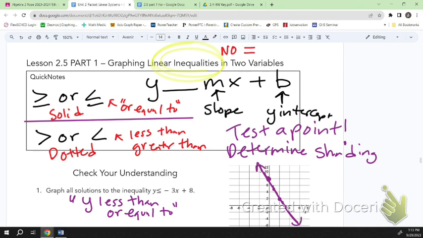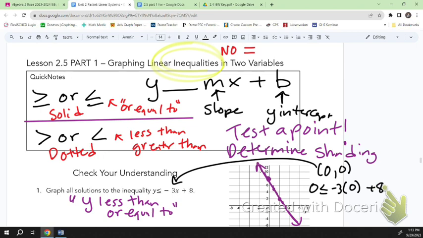How do we know what side to shade? Great question. We're going to test the point. Is 0, 0 on my line this time? No, so I can use 0, 0 to test. It's the easiest point to use. I'm going to replace my y with 0 and my x with 0. I'm going to ask myself, is this a true statement? Negative 3 times 0 goes away. So is 8 greater than or equal to 0? Yes. So I would shade where 0, 0 is because it's true.